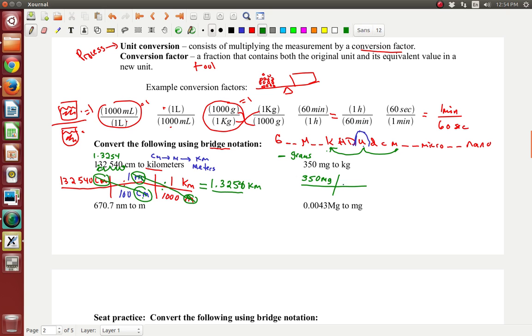What's the relationship? What are we doing actually? We're going from milligrams to the base unit of grams, from the base unit to the next unit of kilograms. So I'm going to go from milligrams to grams. So grams has to be at the top and milligrams has to be at the bottom. Okay, and then what's the relationship? How many milligrams are in a gram? Well, there are 1,000 milligrams in a gram.